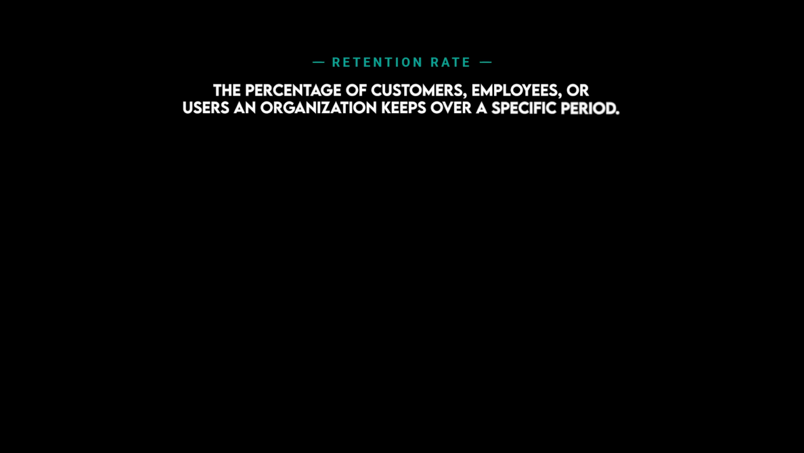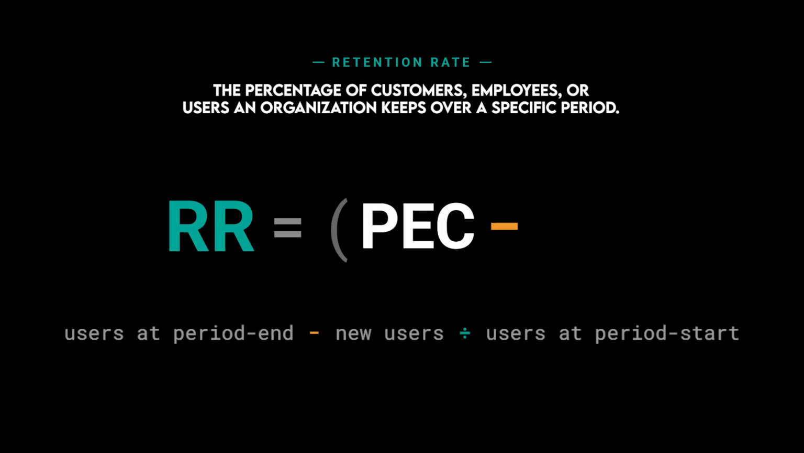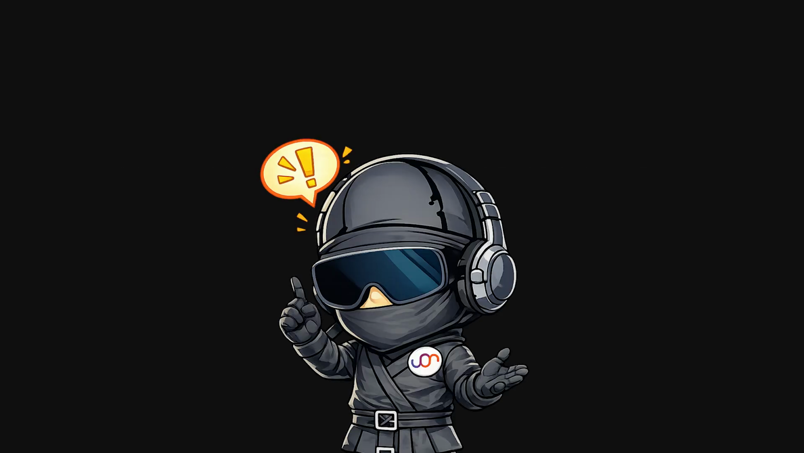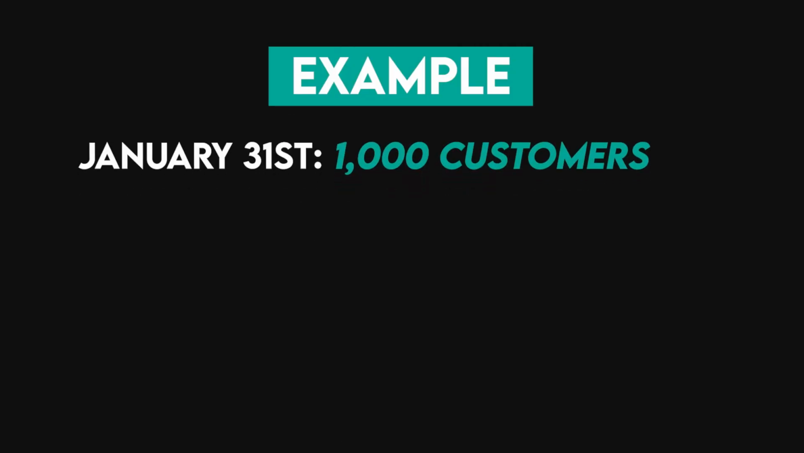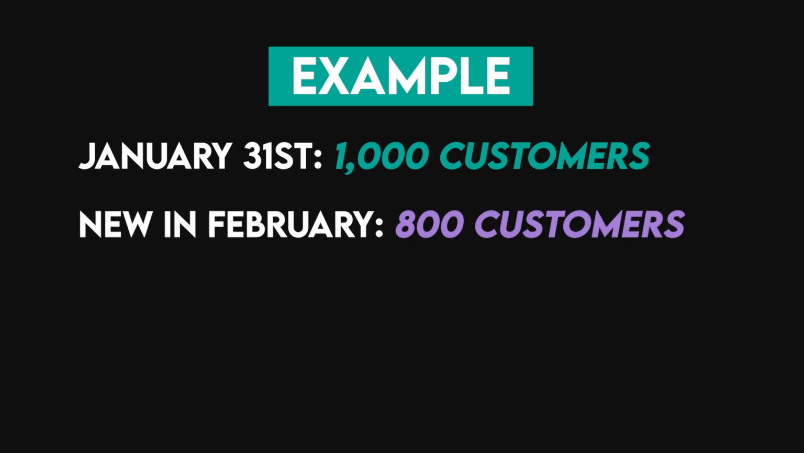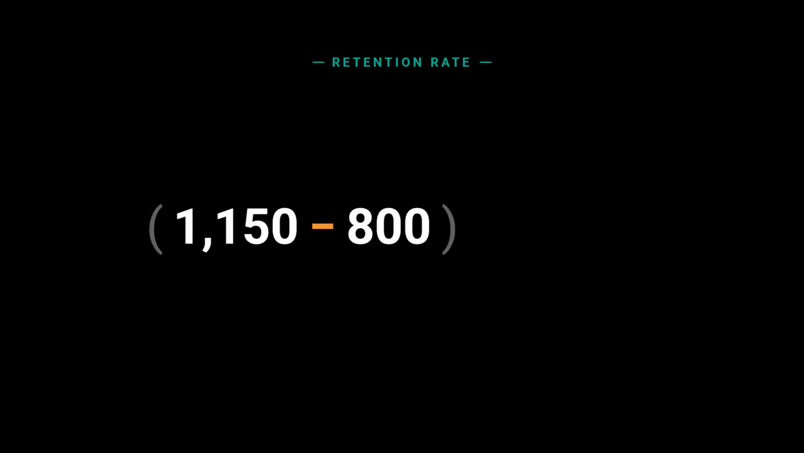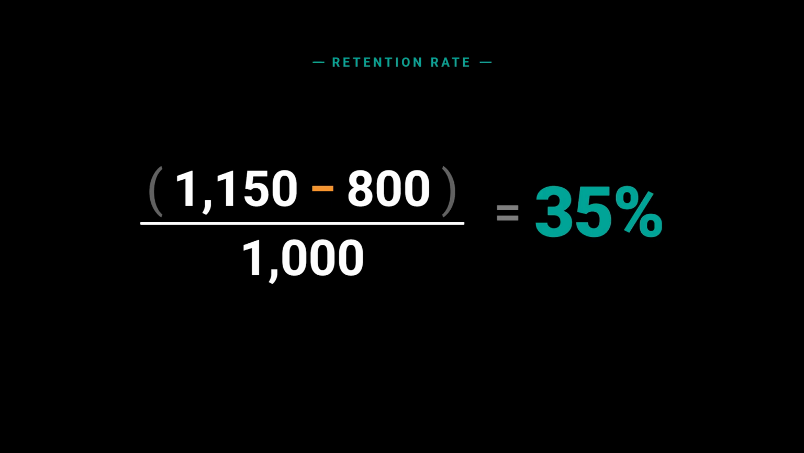Retention is simply how many users came back. The formula: users at period end minus new users, divided by users at period start. Quick example. January 31st, 1,000 customers. New in February, 800. February 28th, 1,150. Retention rate: 1,150 minus 800 over 1,000 equals 35%, meaning 65% churned.